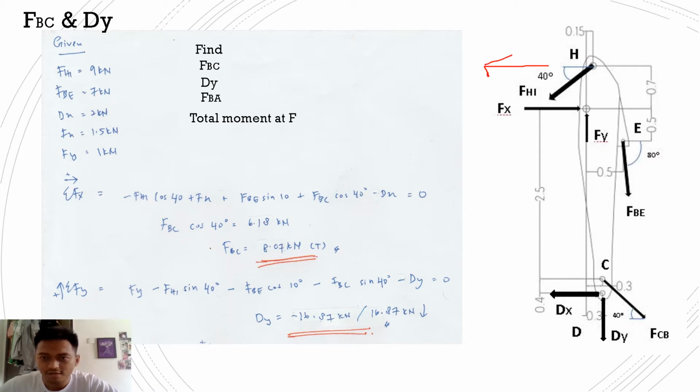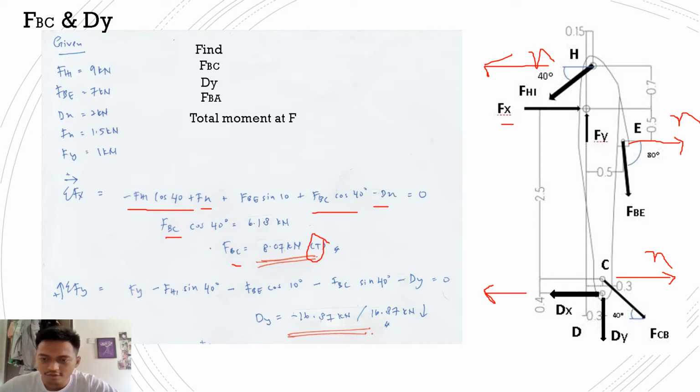For example, FHI here is going to the left. So I put here negative FHI cos 40 plus FX to the right plus FBE sin 10. FBE here, the x-axis of FBE is going to the right. So I put here plus FBE sin 10. And FBC cos 40, because the x component of FBC is going to the right also. And for the DX is going to the left, so I put here negative, equal to 0. And I find the answer of the FBC here. I got the answer is 8.07 kilonewton and the force experienced by the FBC is tension.